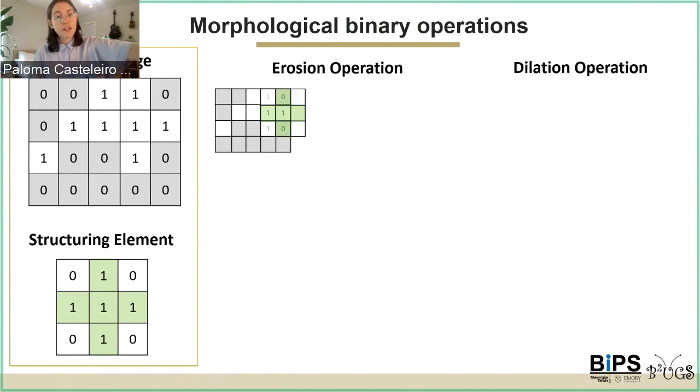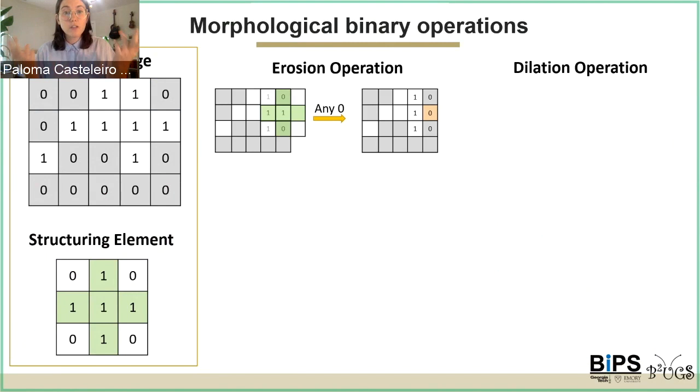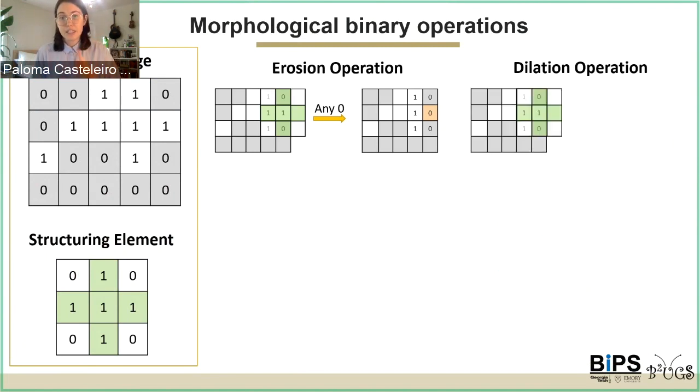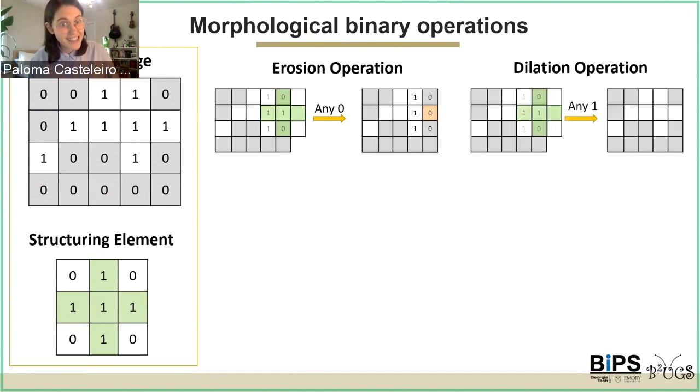We have this binary image to the left and the structuring element. The structuring element is laid where it is right now. Now we're checking whether there are any zeros. Yes, there are 2 zeros, which means that the central pixel that was a 1 before will now turn to a 0. Now for dilation, in the same spot, are there any 1s? Yes, so it will remain as a 1.